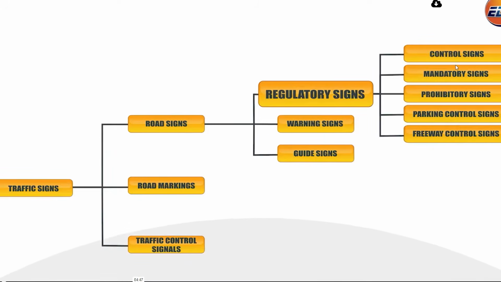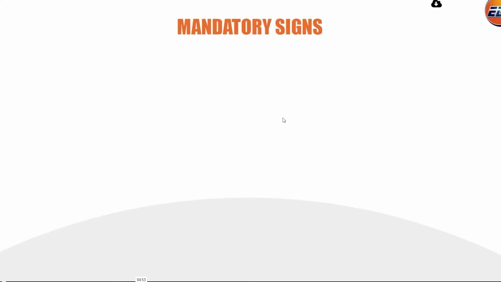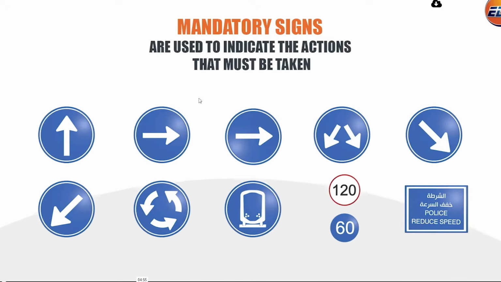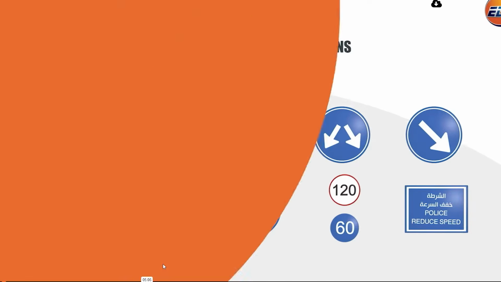Now let's learn about the second type of regulatory sign, that is, mandatory signs. Mandatory signs. Mandatory signs are used to indicate the actions that must be taken. All the permanent mandatory signs have blue backgrounds and mostly circular shape.